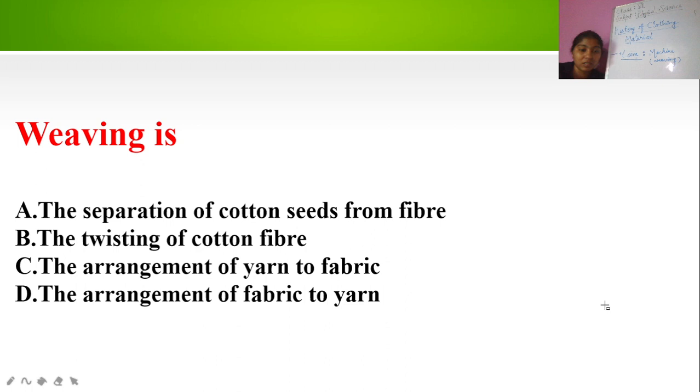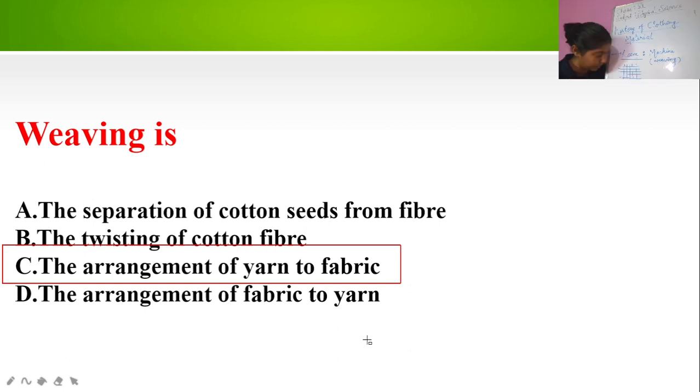Yes students, very good. So I guess I got your answer. Yes, the correct answer is the arrangement of yarn to fabric, right? So the correct answer is C. So please make sure you get the correct answer. So weaving is the process in which we arrange the yarn to make a fabric in the structure of a mat. This type of structure we made, right? So this is called weaving.